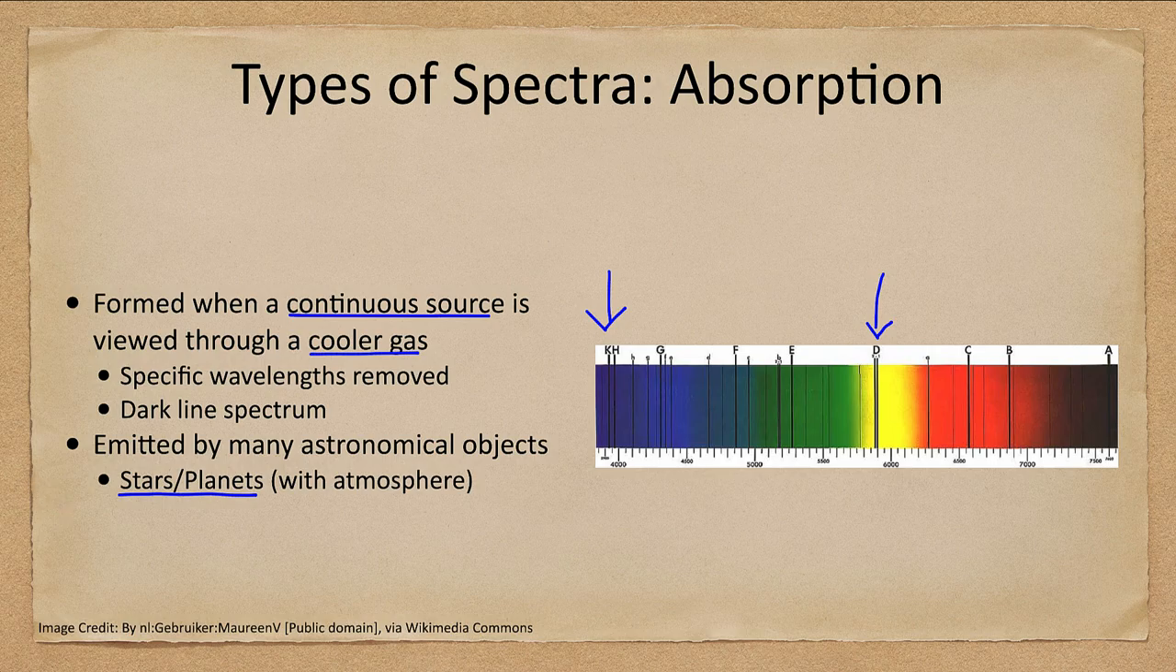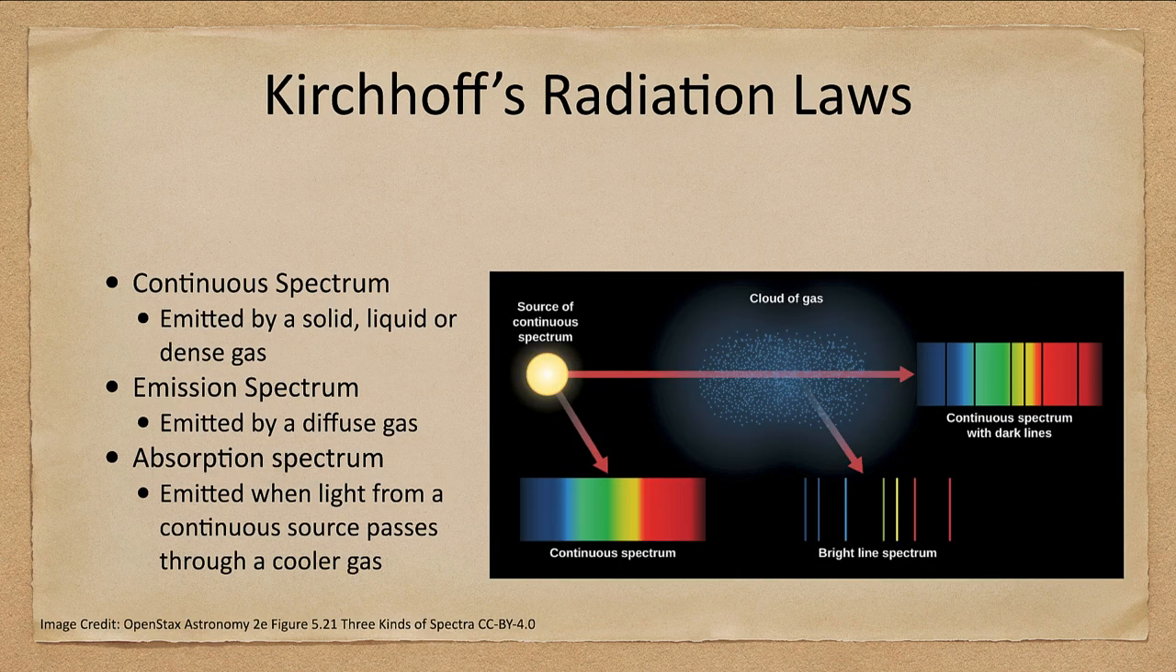Now, let's put this all together in a little bit of a schematic to see here. We can look again, we're doing the same types of spectra. This is the continuous, the emission, and the absorption, and we can see how each of them is formed. So we talked a little bit about what they looked like, and here we see them: the continuous, the emission, and the absorption spectrum.